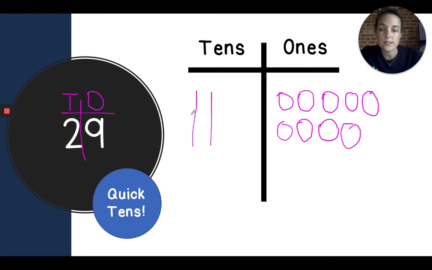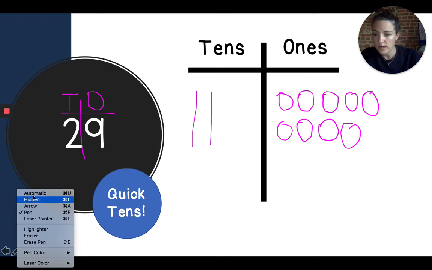Okay, let's see. I'm going to double check my work by counting. 10, 20, 21, 22, 23, 24, 25, 26, 27, 28, 29. All right, I have 29. Do you guys have 29 at home? This is another great way to practice your counting, too, when you're making sure that your number is correct.